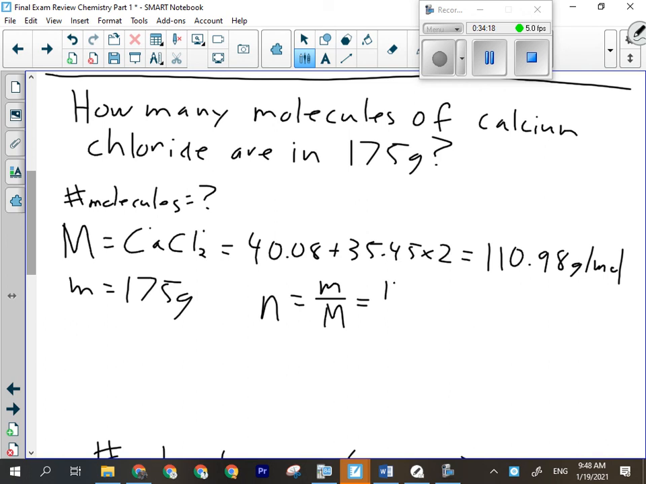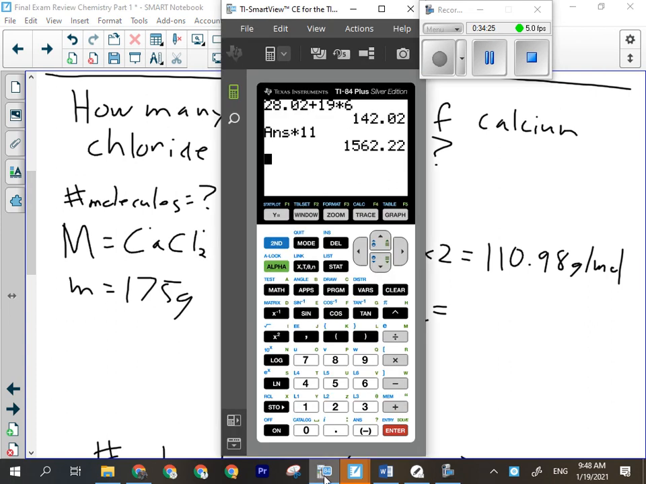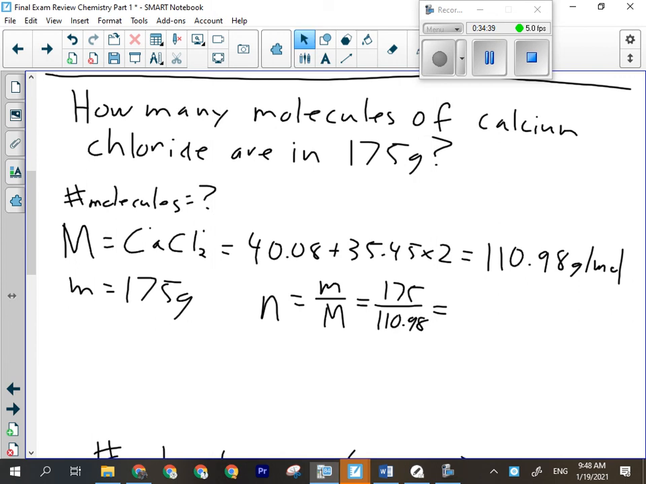Second step, because this was our first step. 175 divided by 110.98 will give us our number of moles. So 175 divided by 110.98. Whoa, what's the decimal? 0.98. Okay, so I have 1.558. We'll keep all the decimals. I'm just going to write 1.58 for now. 1.58 moles.